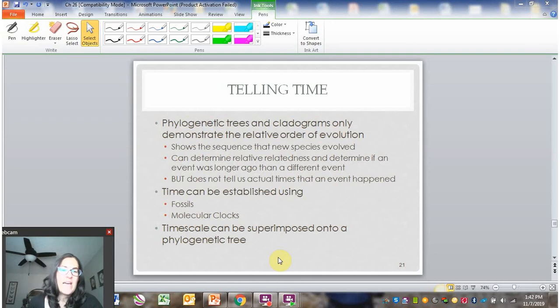Phylogenetic trees and cladograms give us a sense of the order of evolution. They show us a diagram indicating how groups split and approximately the order of that splitting and of those traits arising. But they don't actually tell you about the actual time that things happened. They don't tell you how long it took to get from one trait to another, for example.